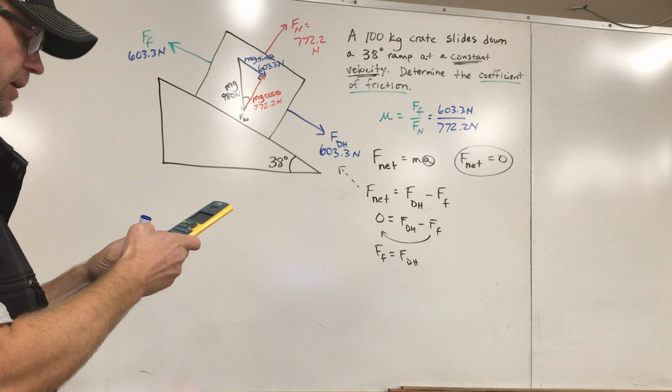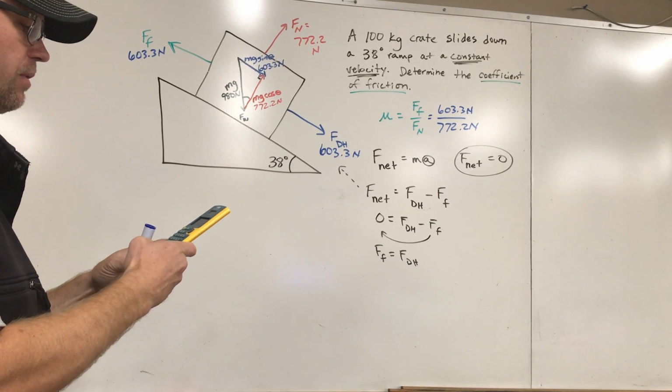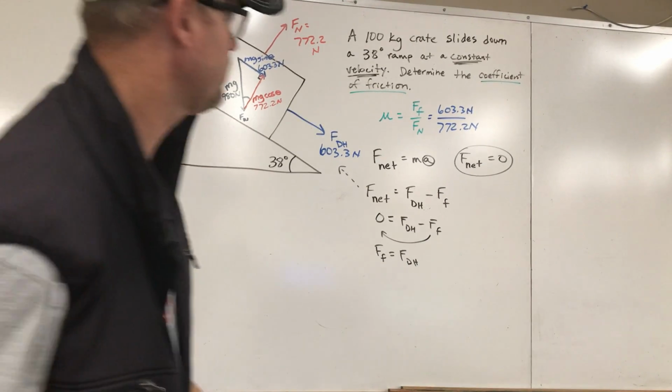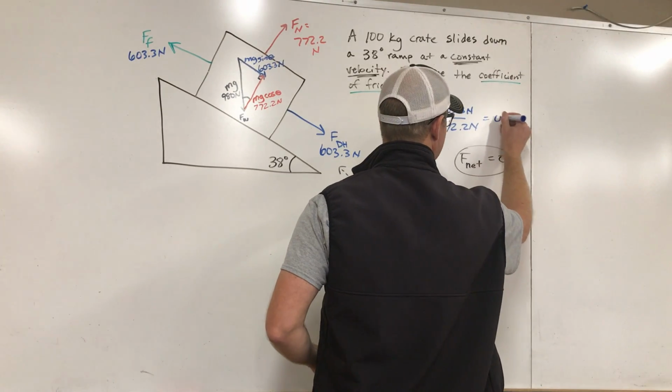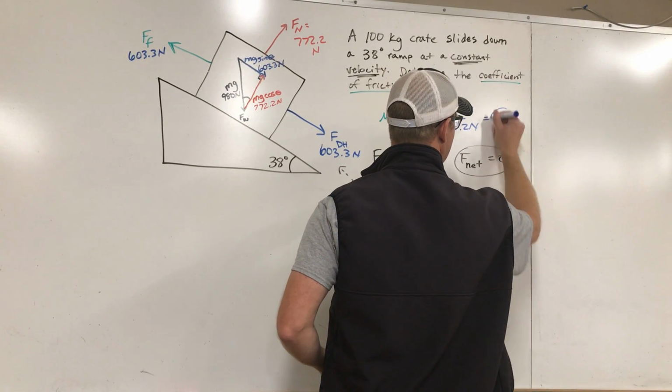603.3 divided by 772.2. And I get 0.78. So the coefficient of friction in this case is 0.78.